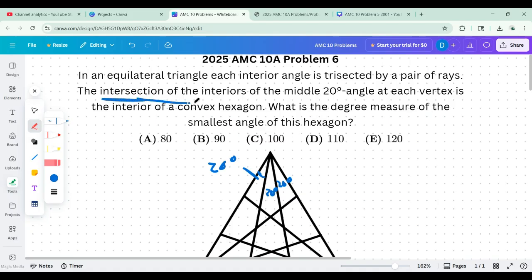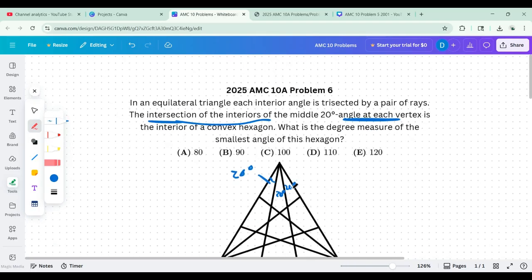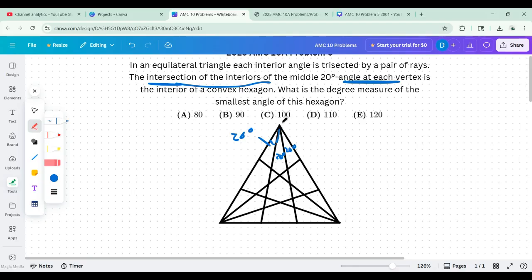And the hexagon is the intersection of the interiors of the middle 20-degree angle at each vertex. So the interiors of the middle 20-degree angle, this is the middle 20-degree angle at each vertex, and the intersection of the interiors, so everything in it, right here, is this center part right here, this hexagon looking shape right here, and it's asking for the smallest angle of this hexagon. So we will have to do some angle chasing.